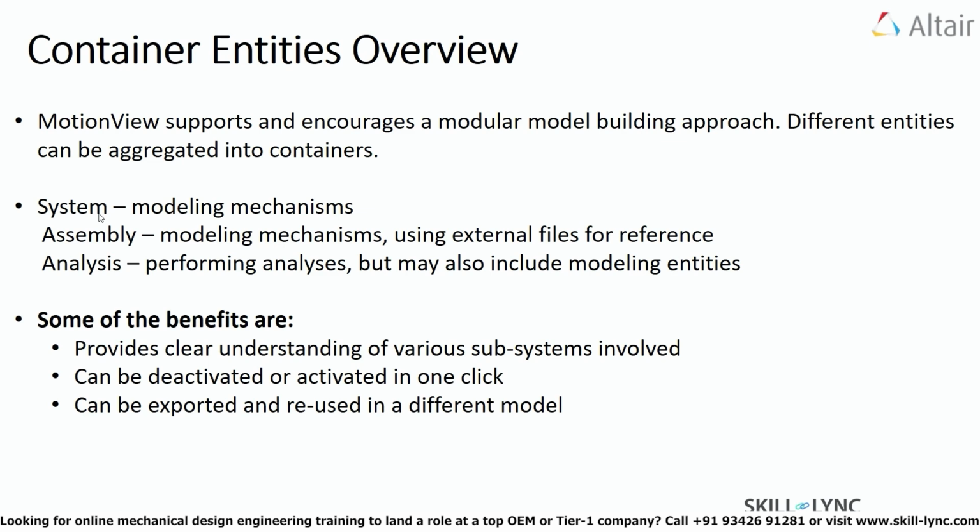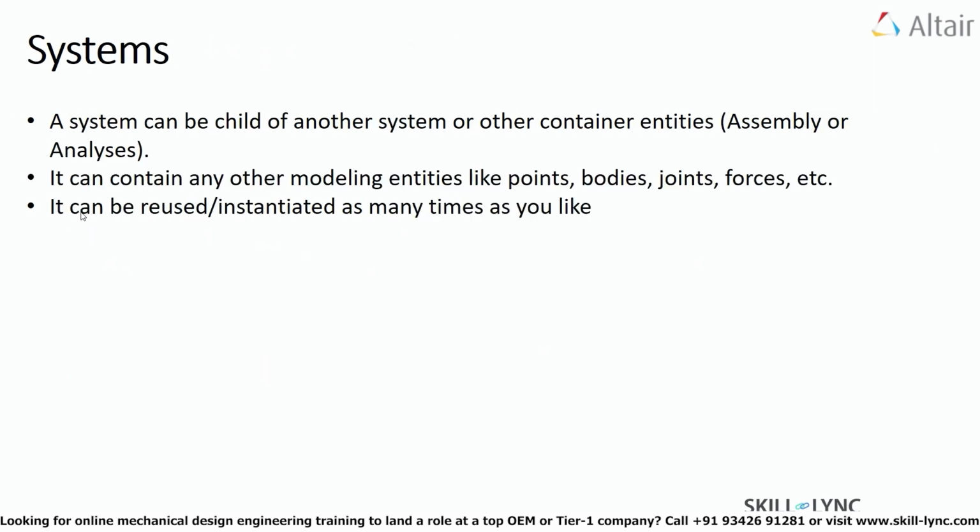Systems are basically intended for modeling mechanisms. Assemblies are intended for modeling mechanisms using external files for reference. And analysis are intended for performing analysis but may also include modeling entities. But in this current chapter, we will focus on the systems. A system may contain any other modeling entities like points, bodies, forces, joints, etc. It can be reused as many times as you like.